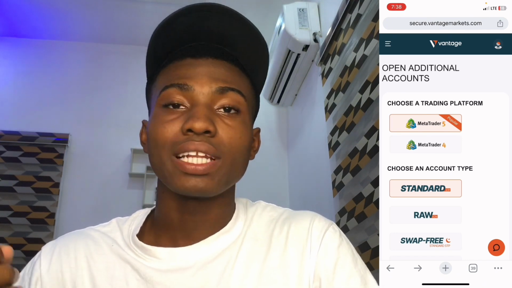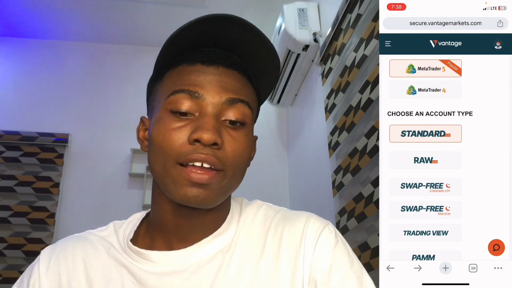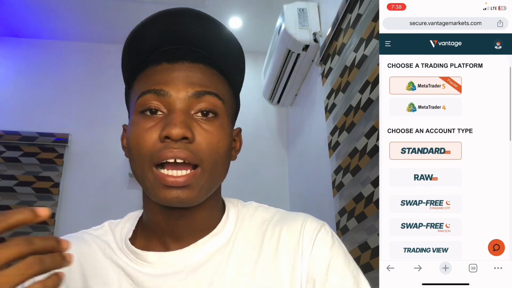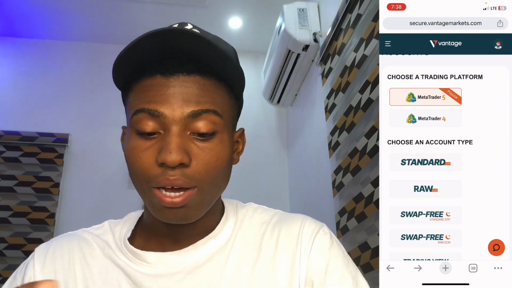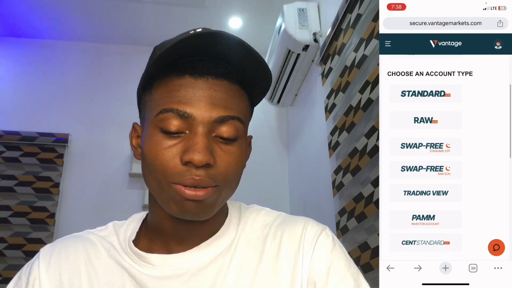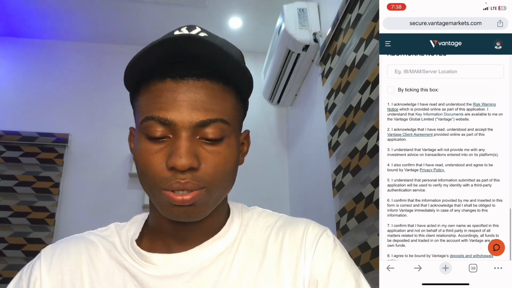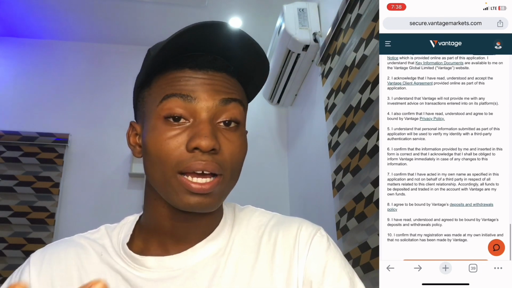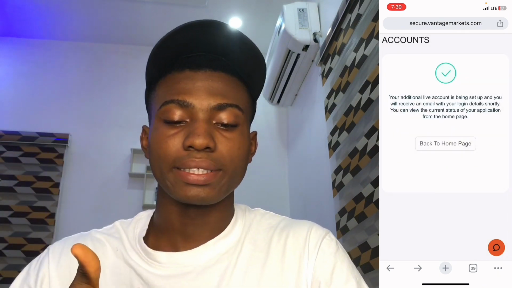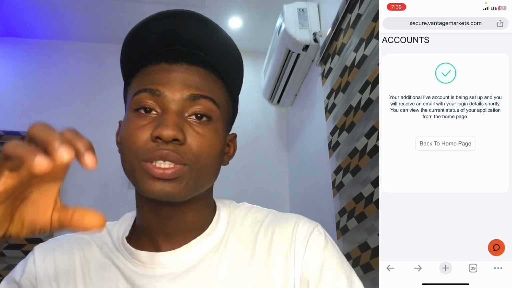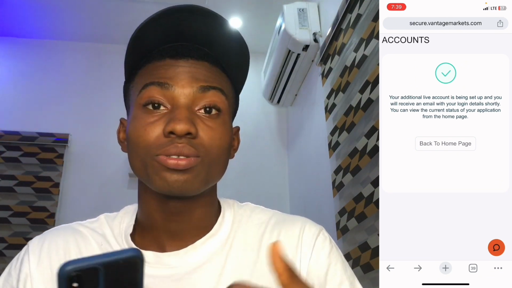When you've tapped into open live account, this is just a format for you to create an account with MT5 or MT4. For me personally, I use MT5, so I'll just create an account with MT5. So I'll pick MT5, then it says choose an account type you want. After that, choose an account currency. Once you're done, go ahead and tick this box. You can read everything if you like, then hit submit. Once you've hit submit, within a short while they'll send you the login details of your MT5 account. So let's do that right now.